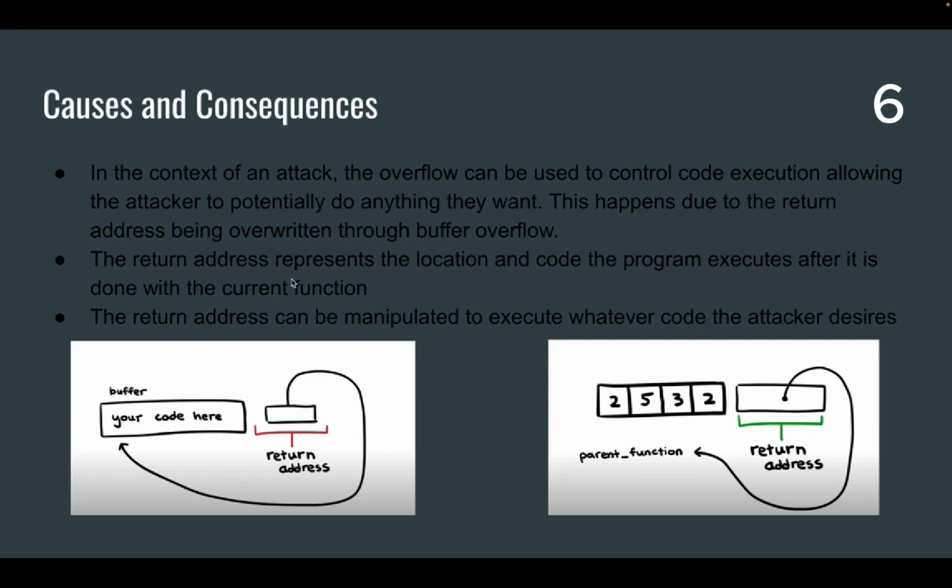The return address represents the location of the code the program executes after it is done with the current function. The return address can be manipulated to execute whatever code the attacker desires. Right after a stack or an array, there's a return address, and that return address can be manipulated through buffer overflow to either send it to a different function or have it execute the code in the stack or array itself.